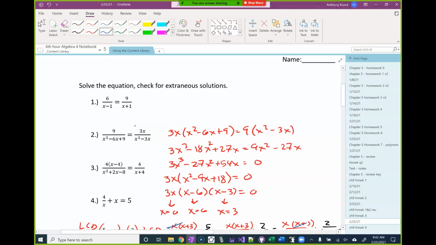But I still need to check to see if these are going to give me a 0 denominator anywhere. So I notice that if I plug x equals 0 into x squared minus 3x, I get 0 minus 0. So I should discard the 0. And if I plug 3 into x squared minus 3x, I get 9 minus 9. That's 0 also, so I should discard that one. But the 6 is okay. No matter which one I plug that into, that's going to work out.